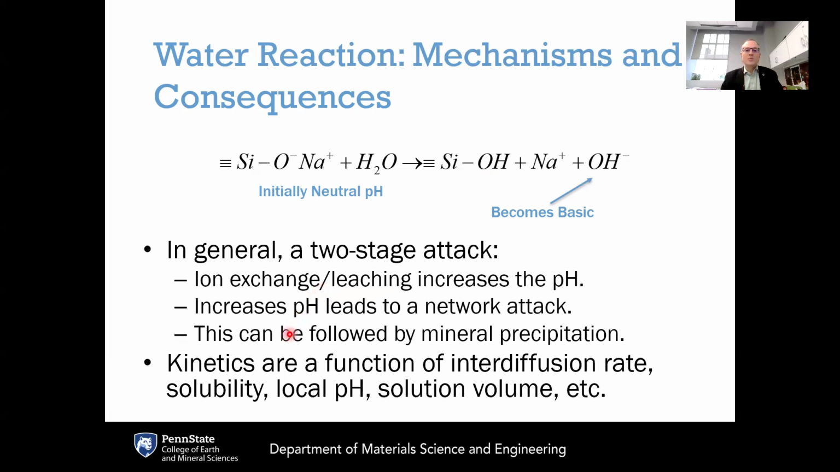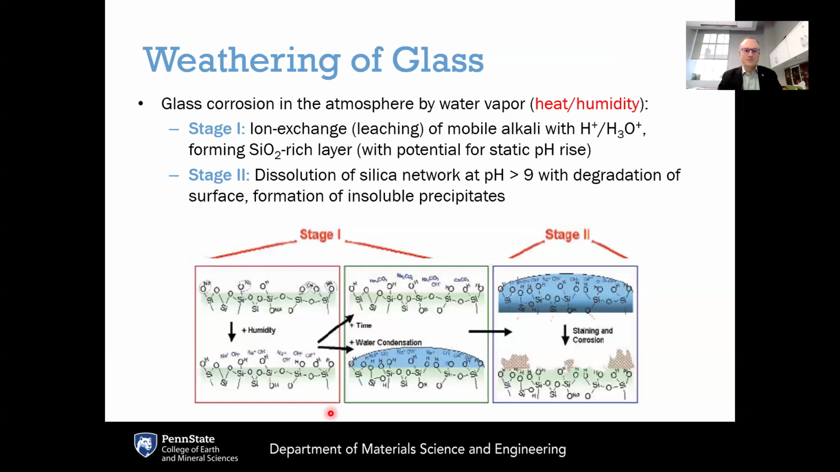This ultimately could be followed by mineral precipitation, because if we reach the solubility limit of whatever species is being removed from the glass, upon reaching that solubility limit, we can have precipitation of minerals that form. And the kinetics of this process are a function of the interdiffusion rate, solubility, local pH, solution volume, etc.